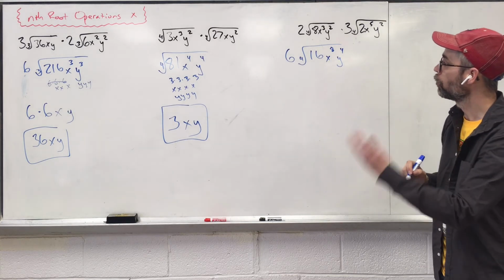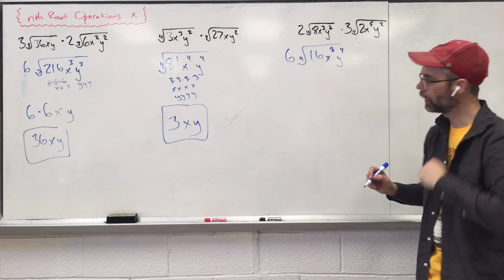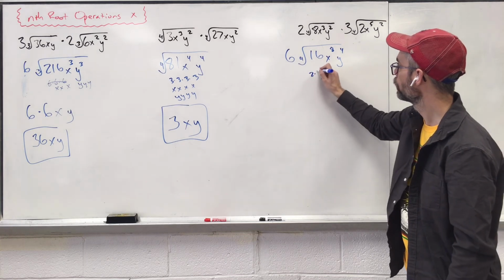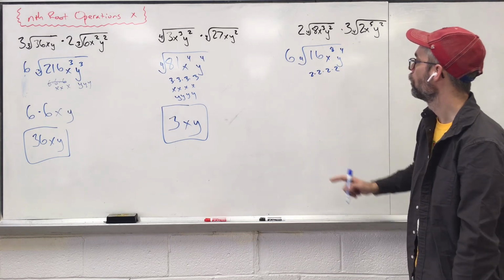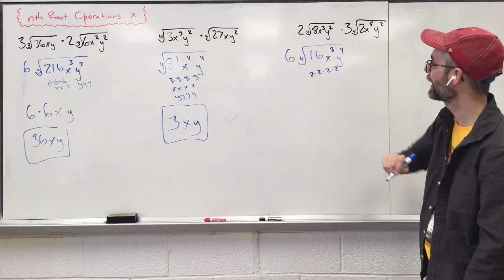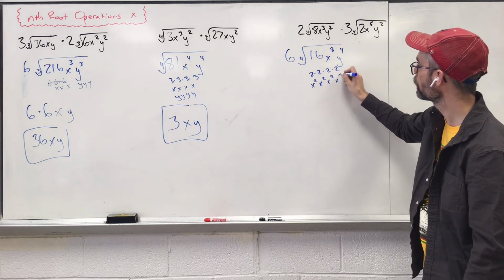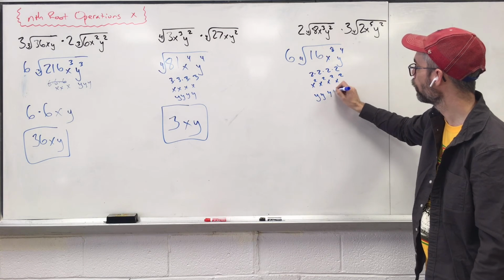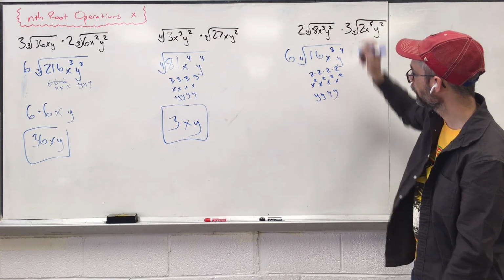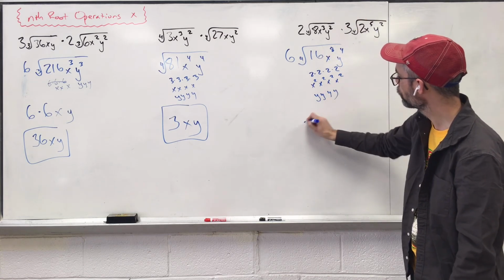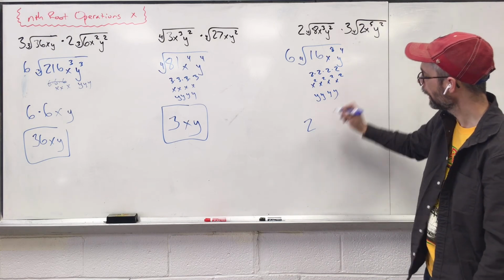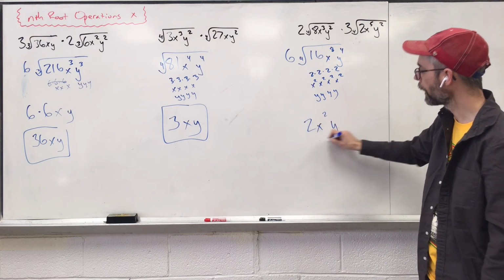Now let's simplify. What gets repeated 4 times in order to give us 16? Well, 2, 2, 2, 2. What gets repeated 4 times to give us x to the 8th? X squared, x squared, x squared, x squared, and then y, y, y, y. All that's underneath that radical, so we're left with 2 comes outside, 2 got repeated. X squared got repeated, y got repeated.